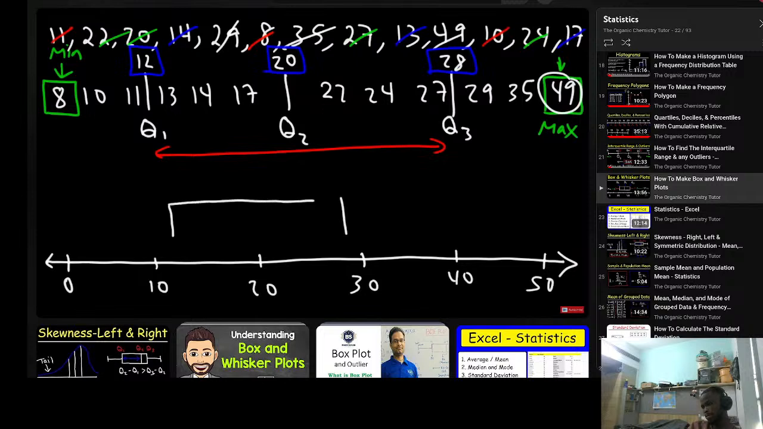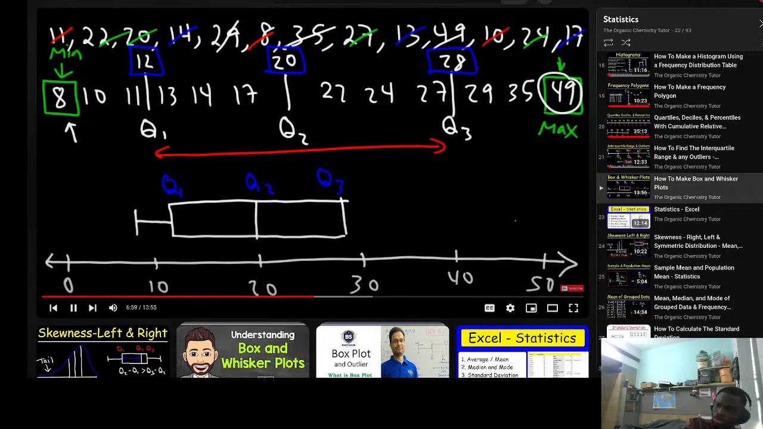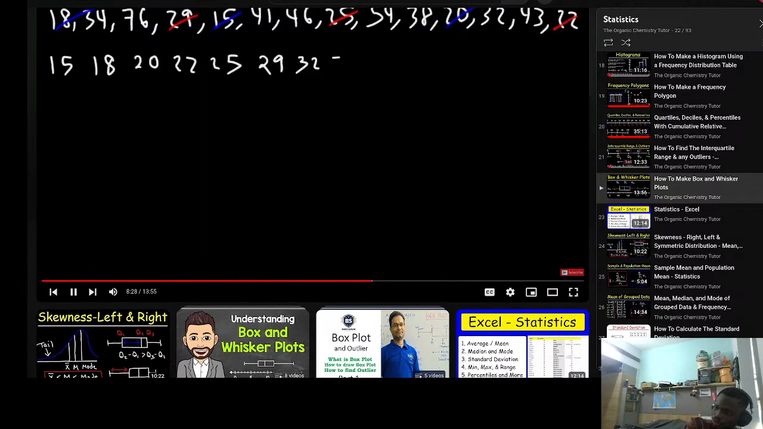And then draw a rectangle. Now Q2 is 20, so we're going to put a line here. So as you can see, this is Q1, Q2, and Q3. Now our next step is to plot the minimum, which is around 8. So there it is. And then the maximum is at 49.